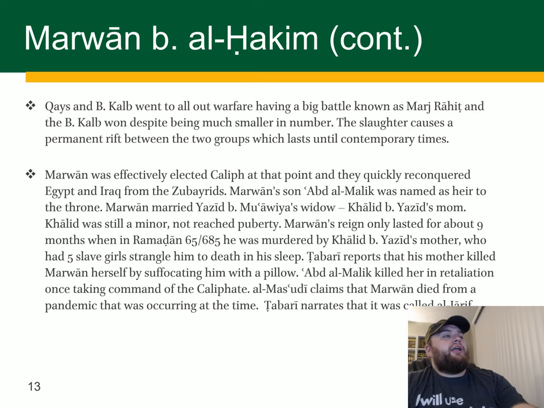And Marwan's reign lasted for about 9 months, and he was murdered by Khalid. Allegedly, she had 5 slave girls strangle him to death in his sleep. And that's reported by Tabari. And I do think that's very plausible, because she wanted her son Khalid to be caliph. Tabari reports that Khalid killed Marwan herself by suffocating him with a pillow, which I think is equally, if not more plausible than having 5 slave girls strangle him to death. But she is thought to be behind it.